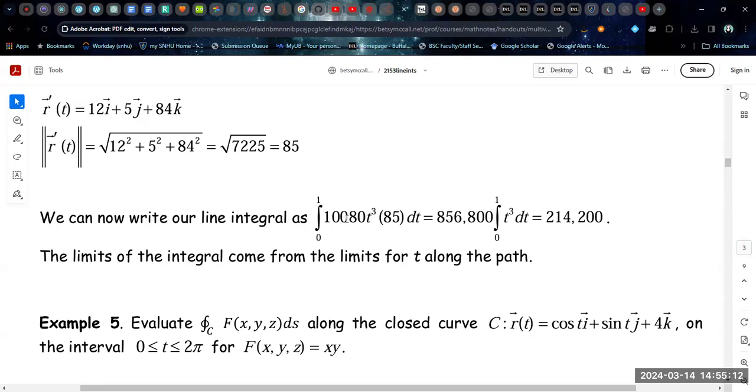85 times the 10,080 is 856,800, and then we just integrate t cubed from 0 to 1. And when we do that, we end up with 214,200.